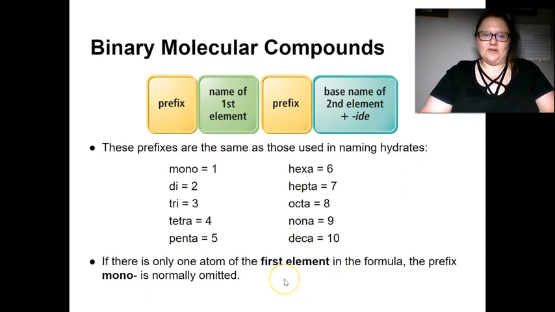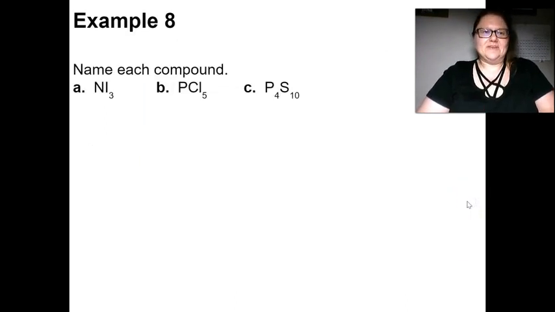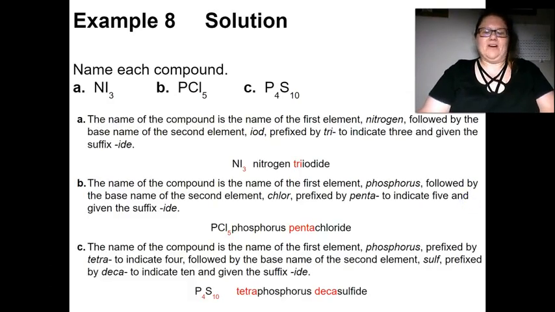Okay, there is a note here. If you only have one atom of this first element, we do not use the prefix mono. You just name the element. So let's take a look at that. Okay, example 8. Name each of these. All right, so there's a lot here. Let's go through each one.